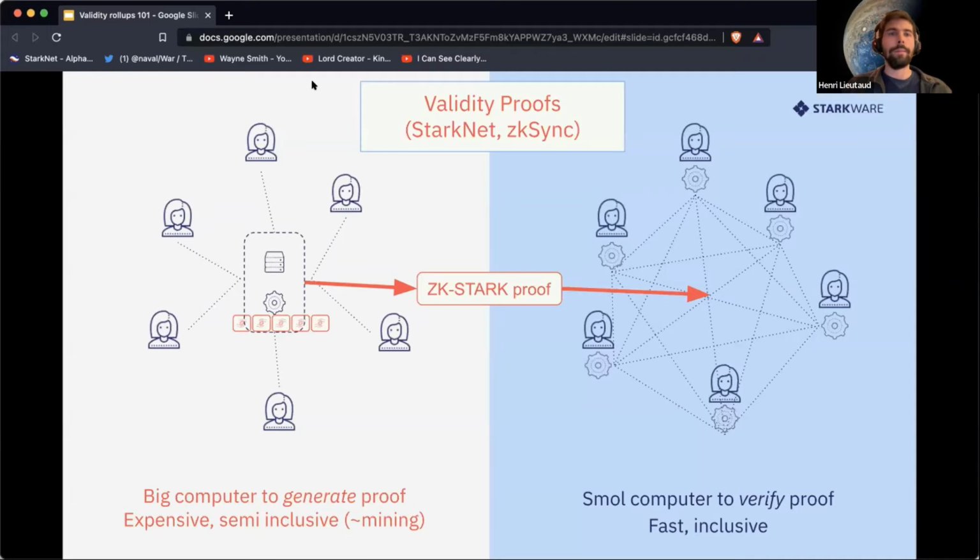So going back to my presentation, validity proofs are basically a way that you prove the execution of some transaction outside the chain. You generate a proof, which is a cryptographic value that you send on chain with the result of this execution. And the proof can show that the execution happened correctly.